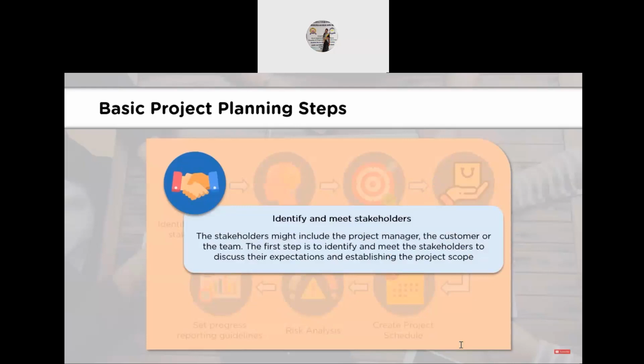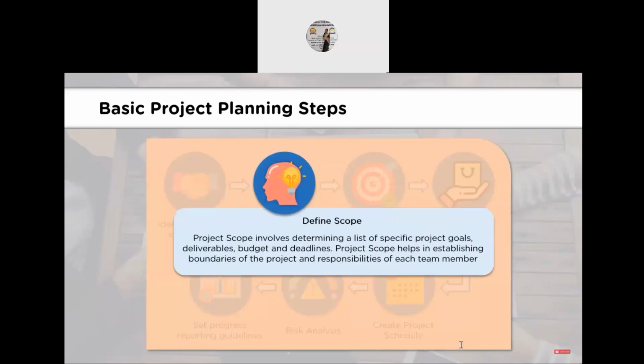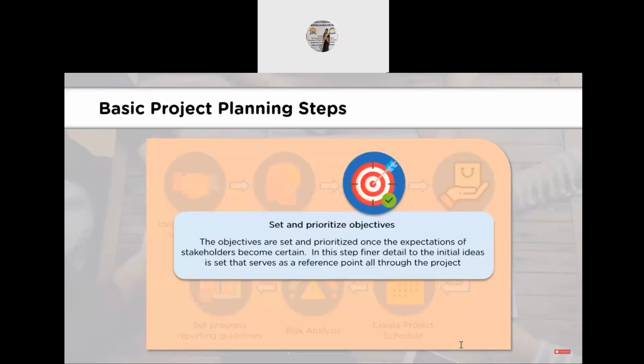When we identify stakeholders, we can find out the expectations and requirements that are to be looked upon in this project. This gives us a clearer picture of the project and helps in establishing the project scope. So the next step we have is defining the project scope. This helps in determining a list of specific project goals and deliverables that are to be achieved during the course of the project.